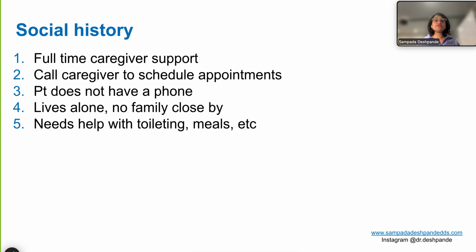Social history, as I mentioned, full-time caregiver support. We have to call his caregiver to schedule appointments because he does not have a phone. He lives alone. He does not have any family close by. He needs help with pretty much everything: toileting, meals, going to bed, every single thing. So, someone with full time caregiver support, you have to start to put pieces together and start realizing that, okay, this patient is really, really quite medically fragile, and we have to be careful in proceeding with treatment.